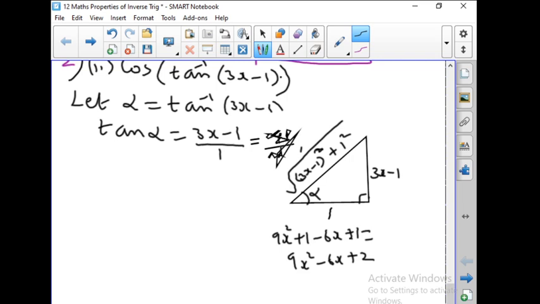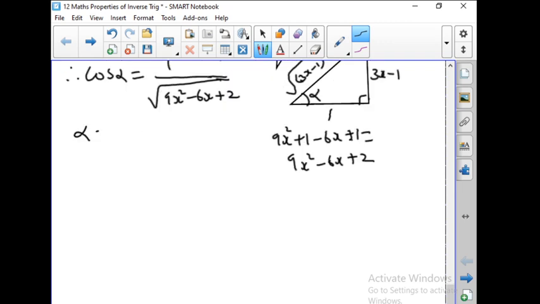Therefore, we get sin alpha, cos alpha. Cos alpha is equal to adjacent by hypotenuse, so 1 by root of 9x square minus 6x plus 2. From this, what is alpha? Therefore, alpha is equal to cos inverse of 1 by root of 9x square minus 6x plus 2.